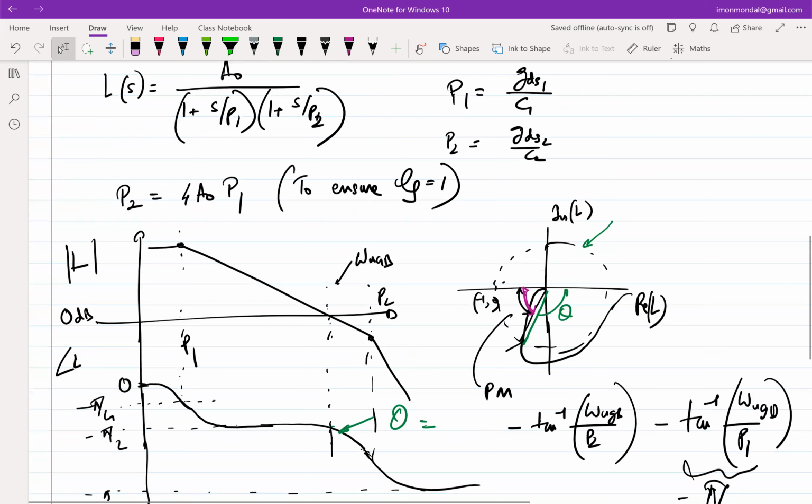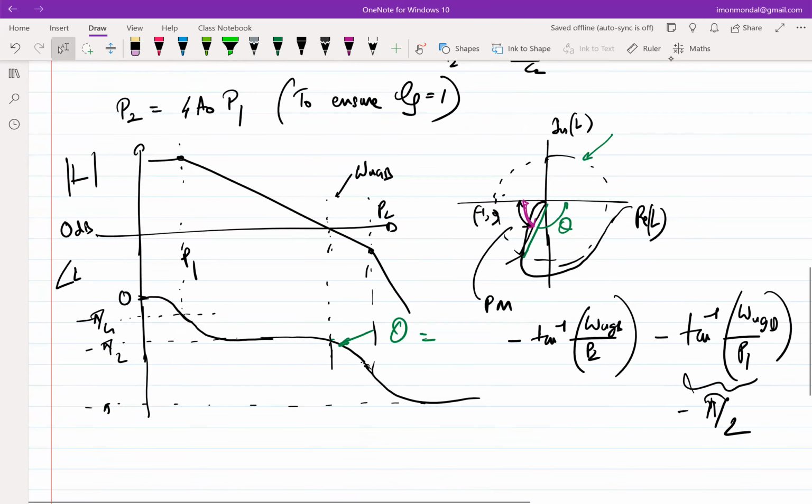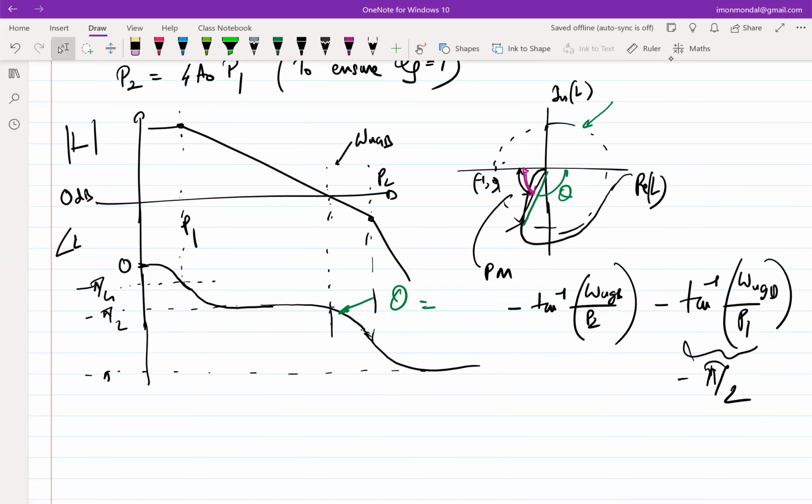Okay, so I was hoping that you are comfortable with this, right? So how do you get the angle of this? Fine, and then? Yeah, that's what I did. At a particular frequency, and the frequency is omega UGB, right? Okay, fine.